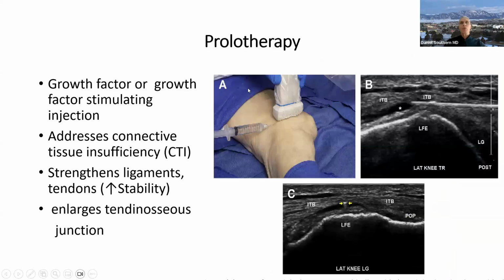How do we do that? We do that through a technique of injection known as prolotherapy. Now, this has been around 90 years. Traditionally, it was done with irritant solution, which was concentrated sugar water, dextrose.